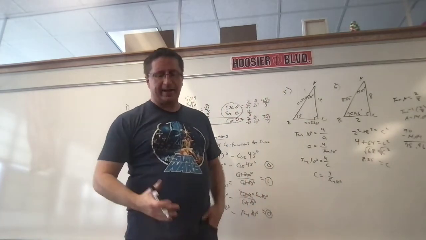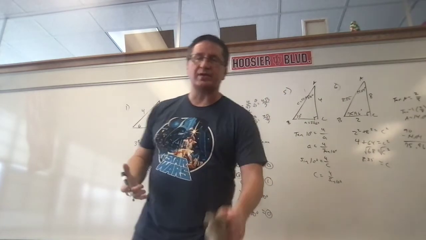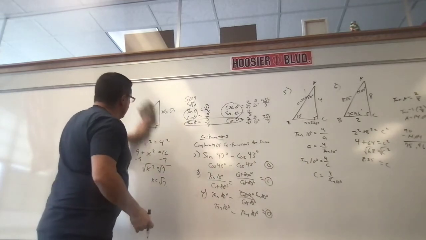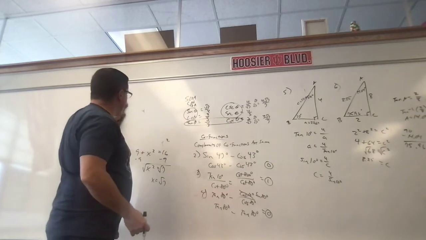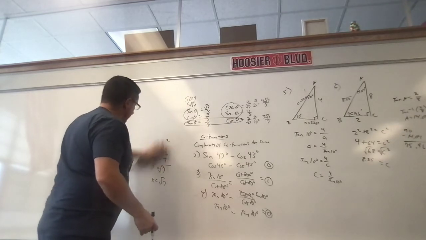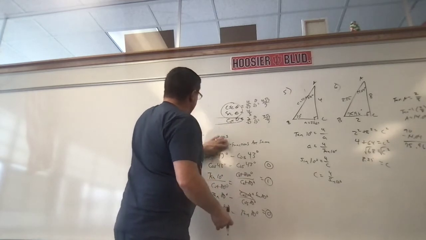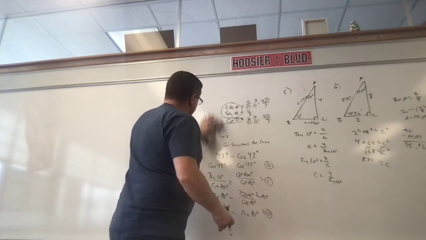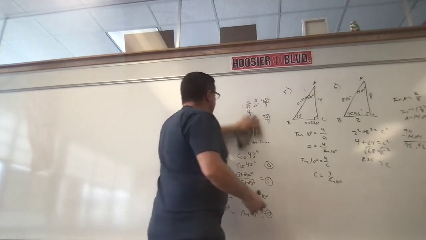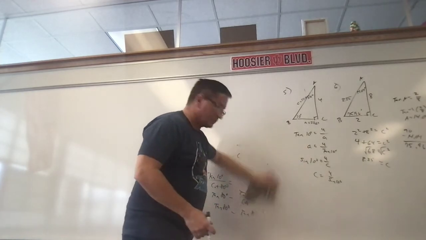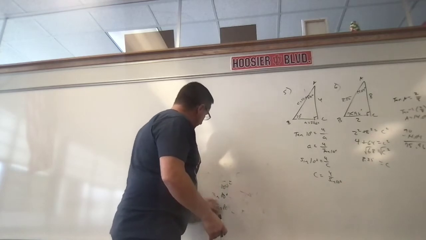On the back, you have to use the law of sines and the law of cosines. None of these triangles are going to be two triangles, and none of these triangles are going to be no solution. They're all going to have exactly one answer. So, let's work through these. I will not give you the law of sines. You have to have that memorized. The law of cosines, I will give you. Okay? So, let's work through these. And it's not erasing very well.